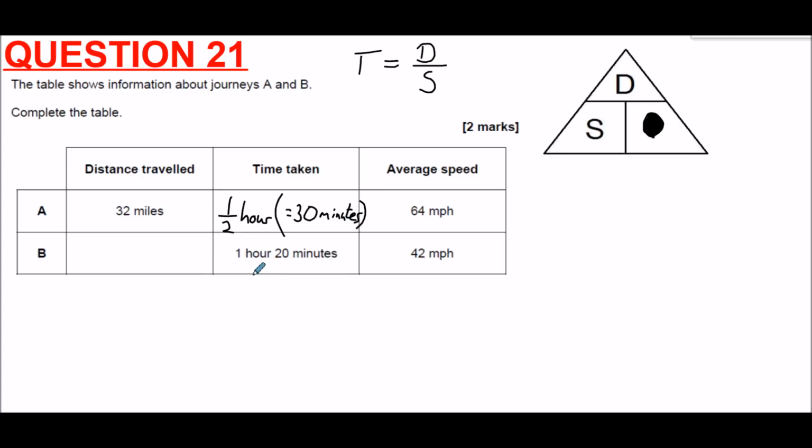Now, for part B, it's slightly more complicated. We want to work out the distance travelled. Now, distance travelled, look at the units going in. We've got hours and minutes in the time. Average speed is in miles per hour. So we need really our time to be in hours. So 1 hour 20 minutes. Just remember that there's 60 minutes in an hour.